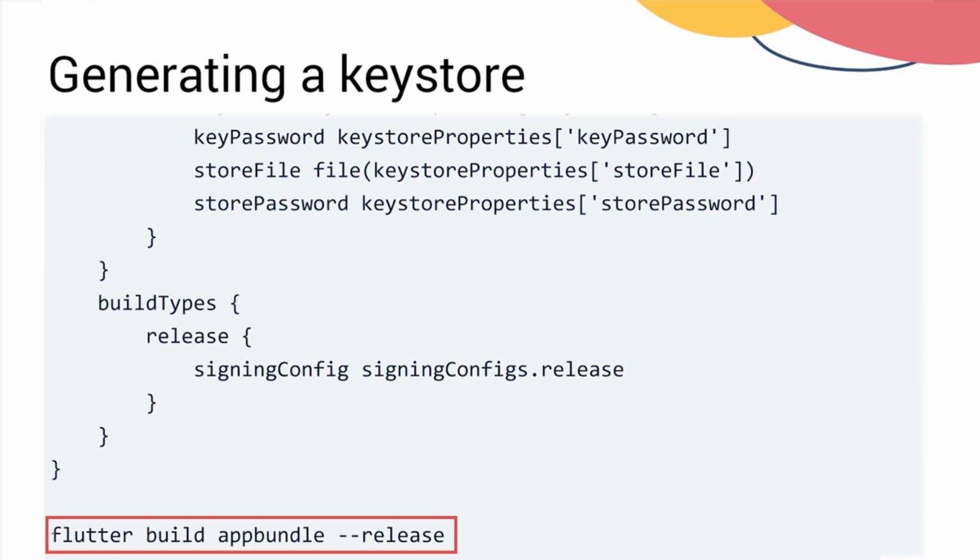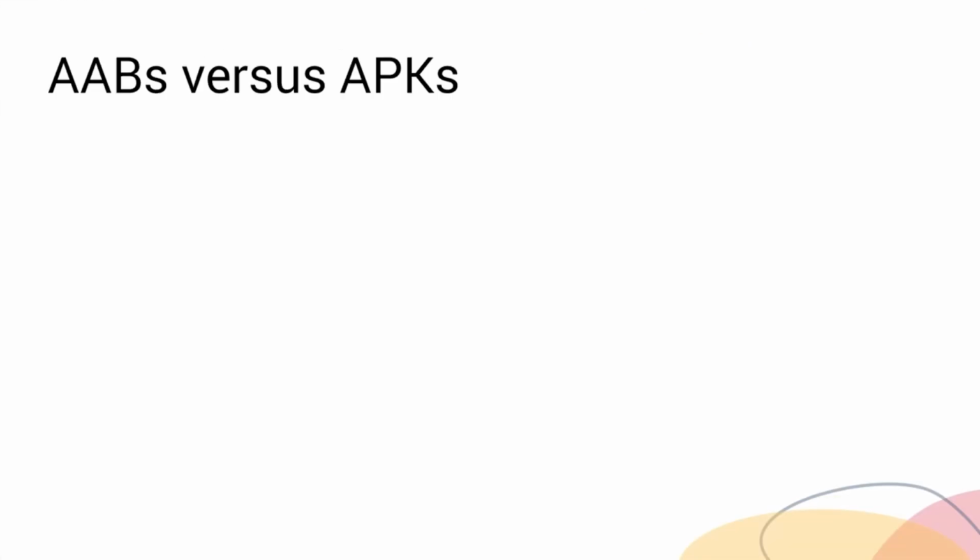Finally, use this command to build your app's release version. As a best practice, securely back up your key store file. Losing it can cause delays or impact the ability to update your app. Next, you'll explore the difference between Android App Bundles, or AABs, and Android Package Kits, or APKs, to optimize your app for the Play Store.